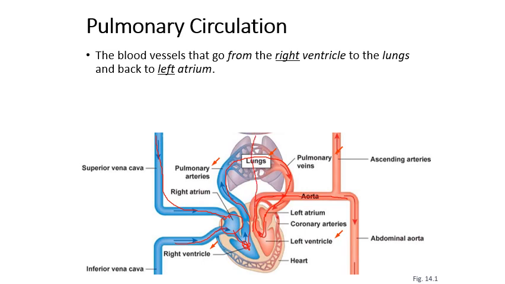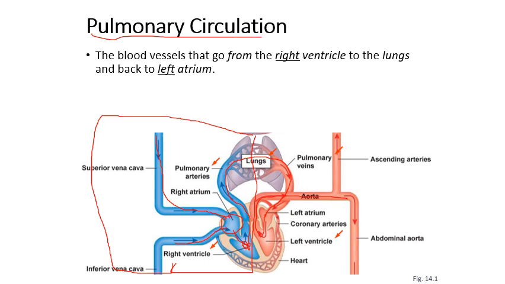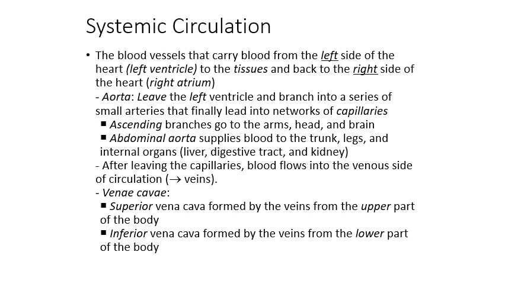The right side here deals with the pulmonary circulation, because where are we taking the blood? From the right side, the right ventricle is bringing it up to the lungs, to the pulmonary circuit. So pulmonary circulation deals with the right side. That's the blood vessels that go from the right ventricle to the lungs and then back to the left atrium. And systemic is basically the vessels that carry the blood from the left side of the heart to the tissues, and then back to the right side of the heart.